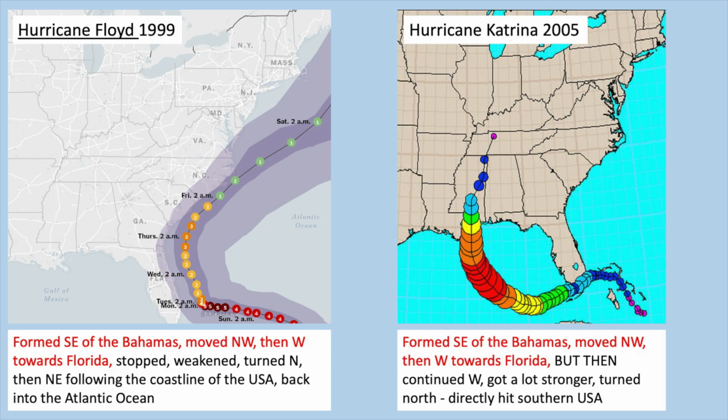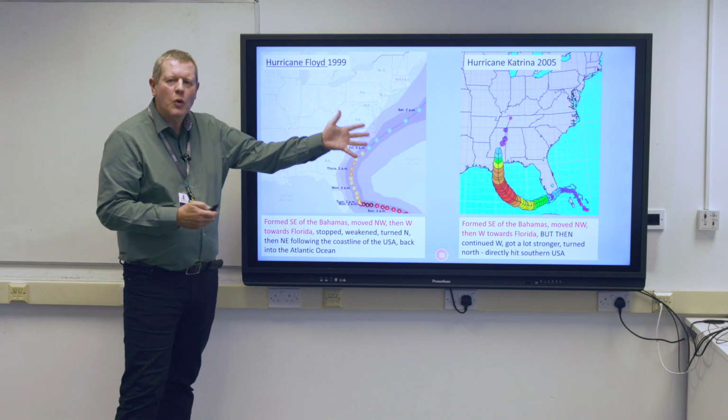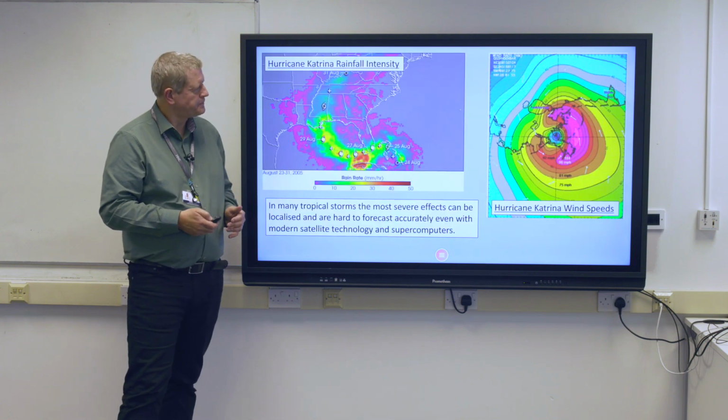Fast forward 6 years, and this is Hurricane Katrina, which started in more or less the same way. It formed southeast of the Bahamas, it moved northwest, then west towards Florida. But then it did something very different. It then continued west. It got a lot stronger. It then turned northwards and made a direct hit on New Orleans. So quite hard to predict.